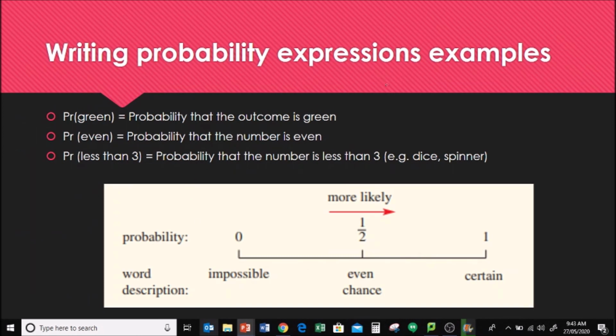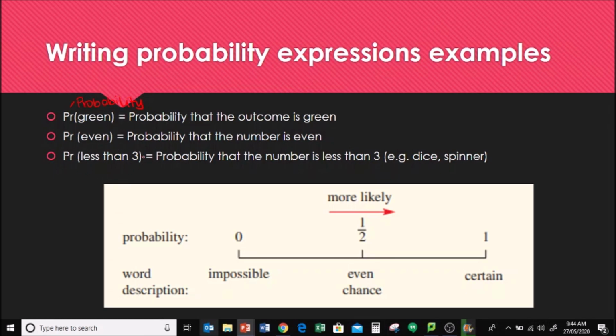So, writing probability expressions, there's a few examples. The first one is you write PR for probability. So if I was to say, what's the probability of getting a green? That means the probability that the outcome is green. Here, it's the probability that the number is even.